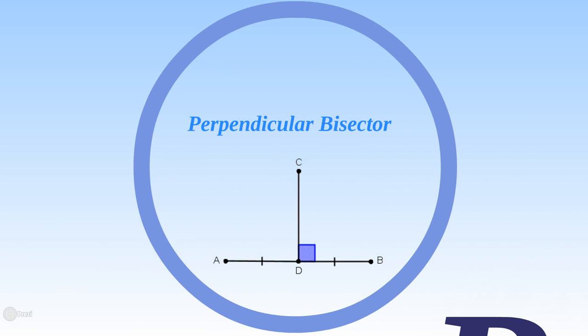A perpendicular bisector is a line, segment, or ray that cuts a segment into two equal parts and meets it at a 90-degree angle. Can a line or an angle have a perpendicular bisector?